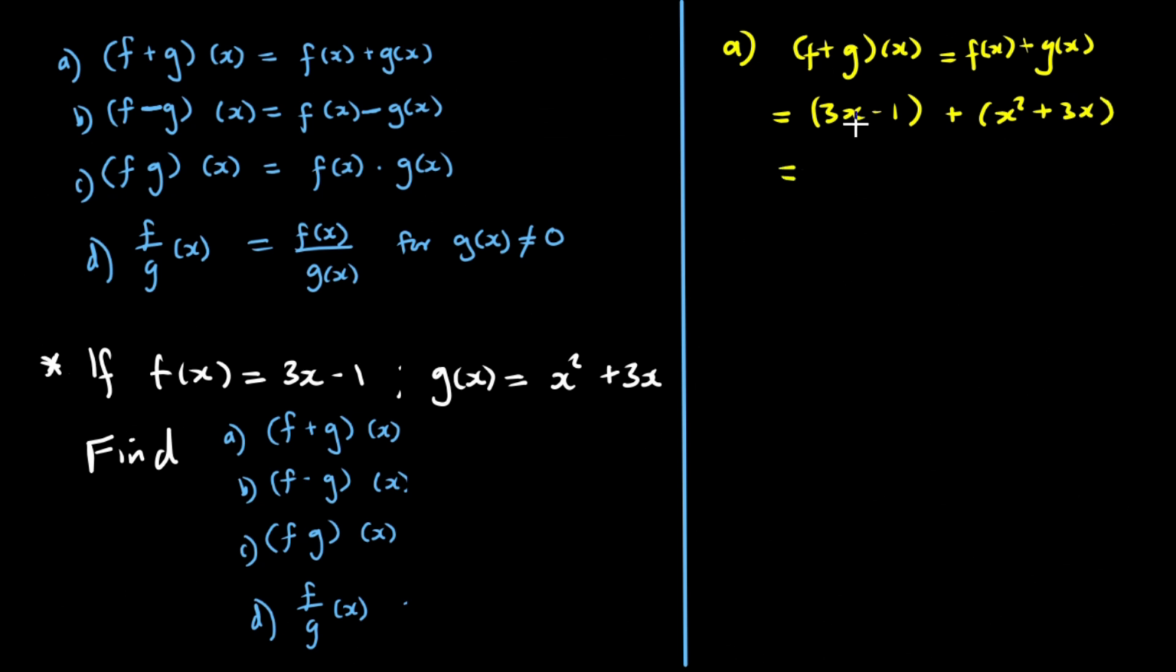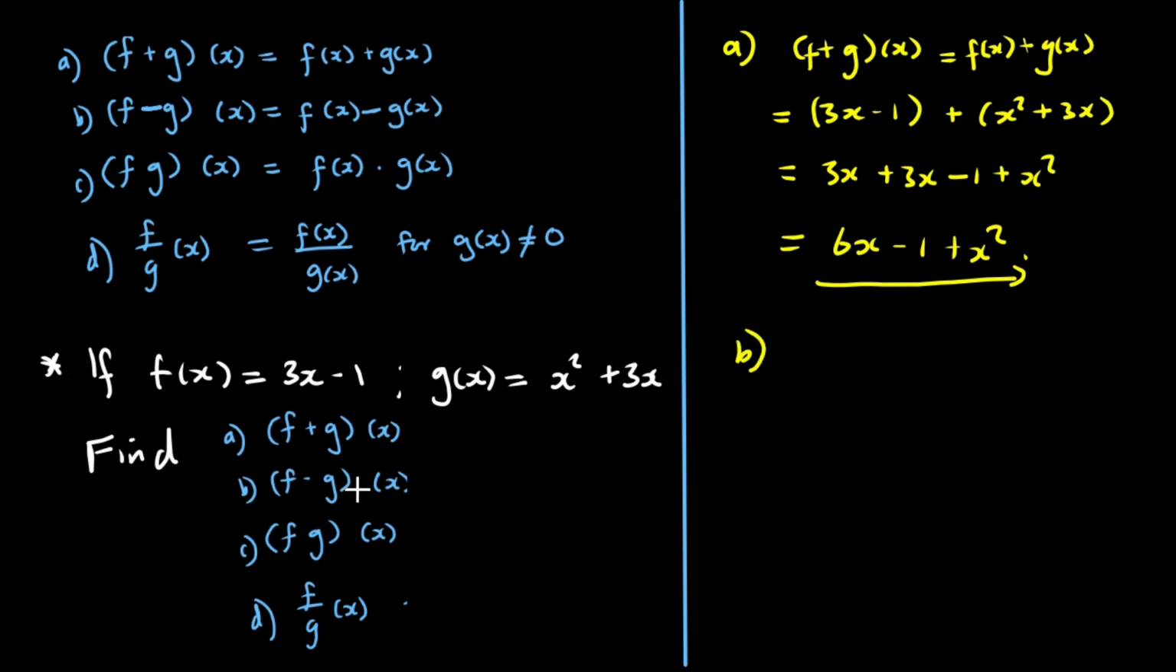So we come on like that, then we have 3x plus 3x minus 1 plus x squared. I just expanded brackets and collected like terms. This is 6x minus 1 plus x squared. This is the answer that we get here from this expression.